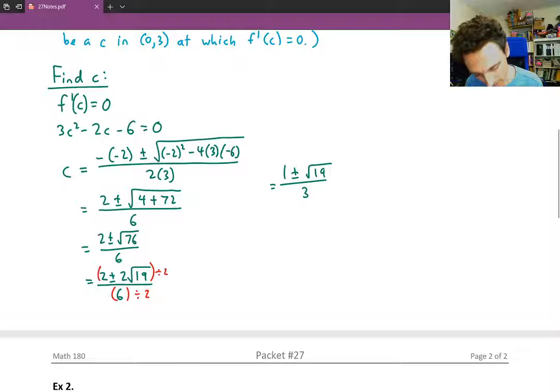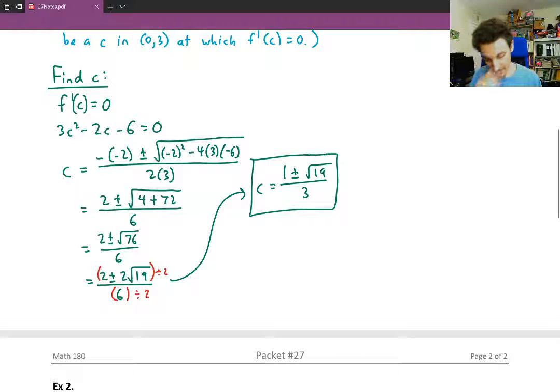And you know what? I'm going to write c equals that at this point. So there are two c values that could work here. One is 1 plus the square root of 19 over 3, and one is 1 minus the square root of 19 over 3. The only thing is that one of those doesn't really belong.